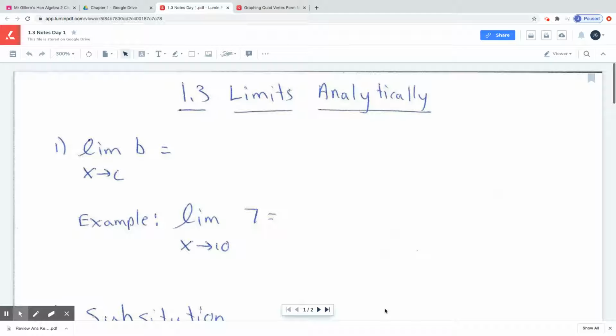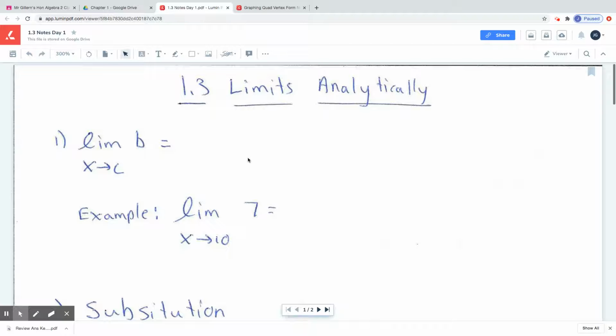Good morning, guys. Today we're going to continue talking about limits. On your last quiz, you were quizzed on finding limits by looking at a table, a bunch of numbers, and then looking at a graph. Now we're going to look at the function itself and figure out what the limit is without graphing it or plugging it into a calculator.